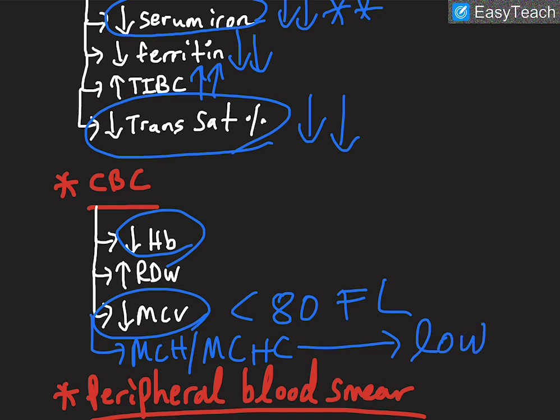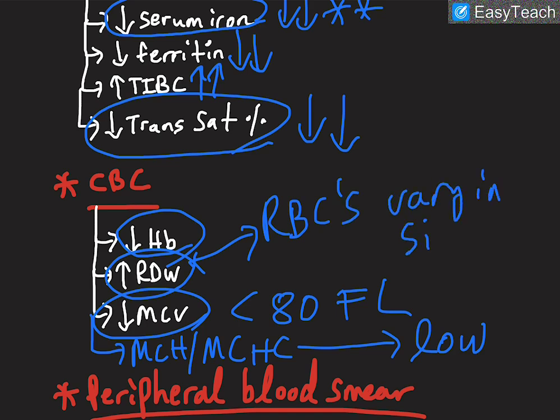Right? So that's important to keep in mind. That's why you have hypochromic red blood cells. So hopefully these lab values make sense. And of course, you can also expect your red cell distribution width to be elevated, indicating that your red blood cells vary in size. Some red blood cells may be bigger, some may be smaller, some may be normal, etc. So that's it.